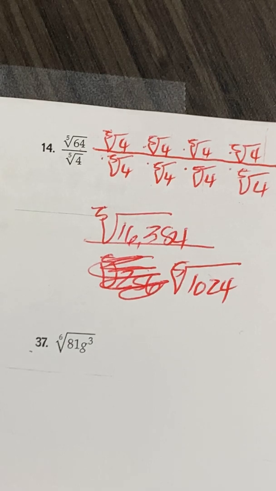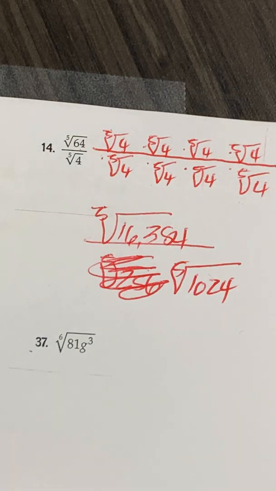Everybody understand the idea of what I'm doing? This is a fifth root. So I have to multiply it together 5 times. The first one counts as 1. 1, 2, 3, 4, 5. So I just have to do this math in my calculator. I've showed you how to do that, right?